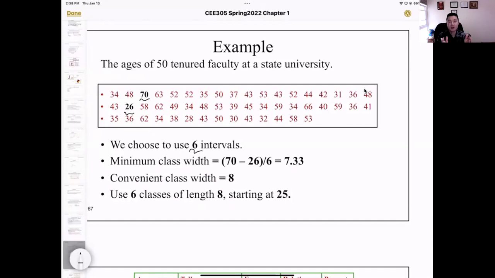And for each interval, the width, if we take the oldest minus the youngest and divide by 6, each class should have around 7.3 years. So we make it simple, let's call it 8. So 8 years for each interval. 6 classes, each has 8 years. Let's start at 25. Why 25? Because 25 is just a little bit younger than the youngest professor, 26.